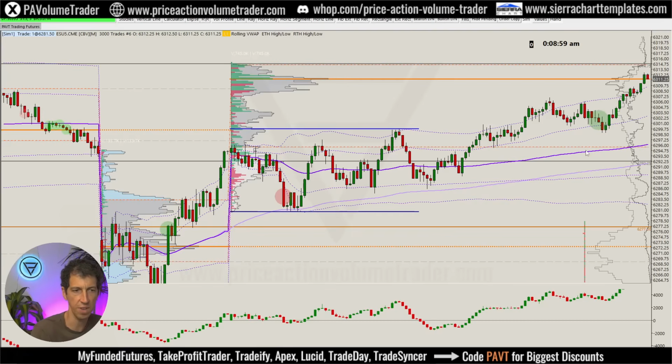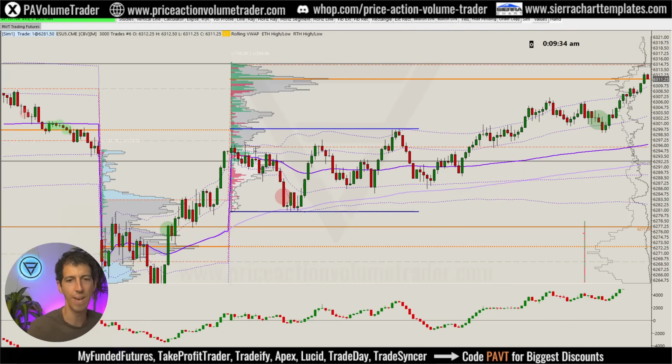Okay, so specifically, we're going to focus on this pullback area that we had here, and the elements that we're going to be looking at are going to be cumulative volume delta. We're going to be looking at the volume profile for the session as well as the delta volume profile for the session. And we're also going to be looking into the footprint chart, which is going to give us an x-ray view of the candles so we can see more specifically what is happening there.